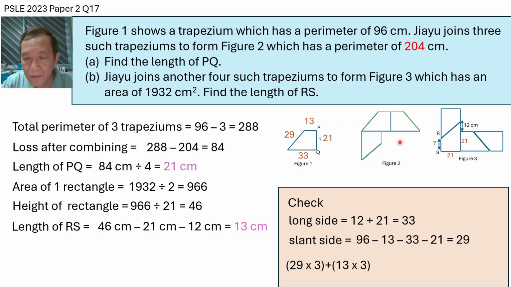What else? These two. The purple lines are the long edge here. 33 times 2 because there are only 2 of them. And finally, the red line. What is the length of this red line?